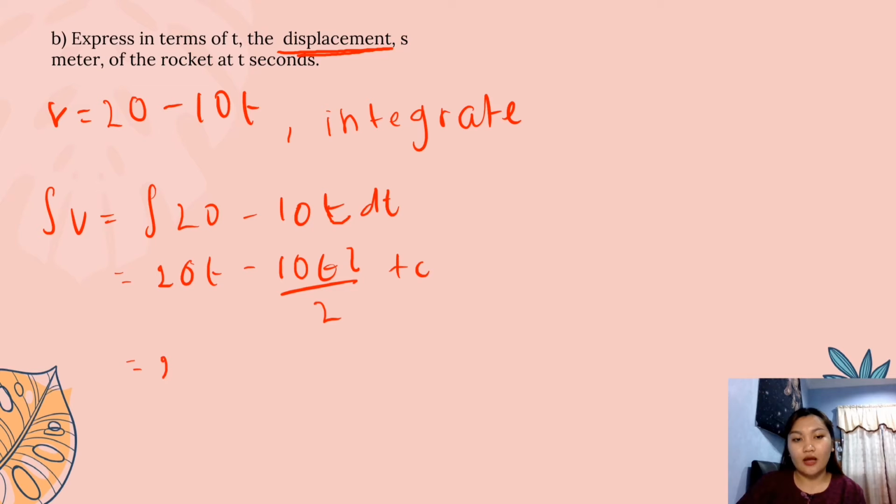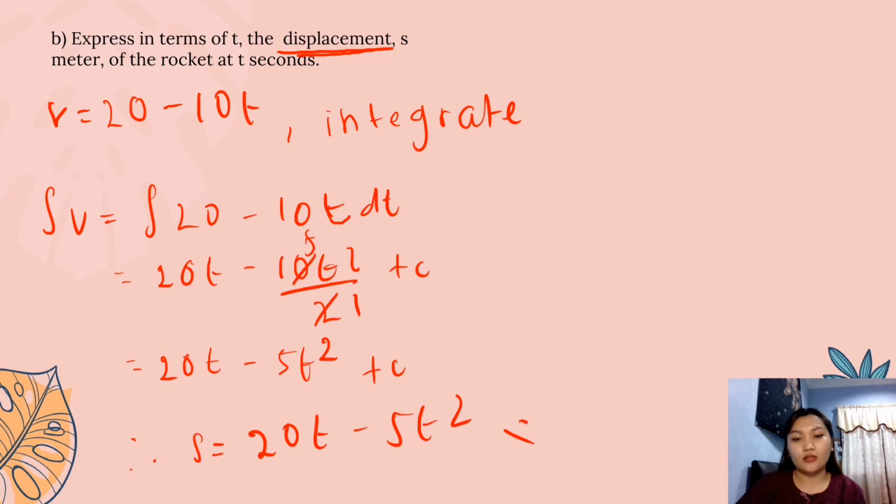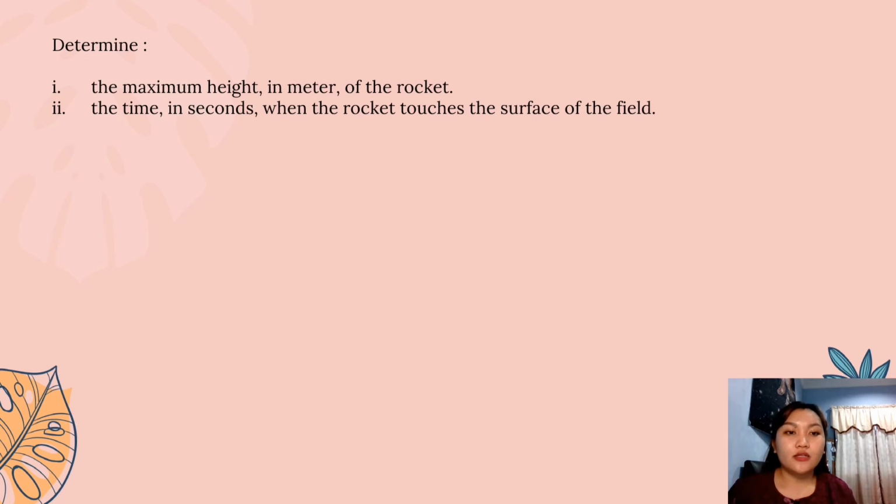You simplify this one, you will get 5. So we have here 20t minus 5t squared plus c. But it wants us to express the displacement, right? So therefore the displacement, or s, is equal to 20t minus 5t squared. This is the final answer. This is how you are going to answer question B. So now let's answer question C.